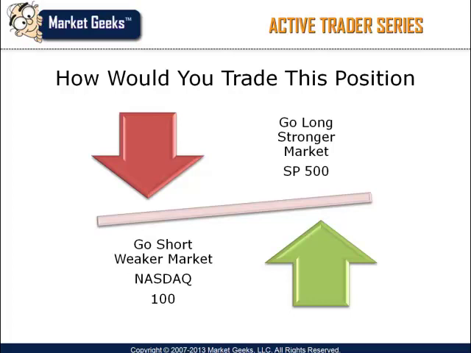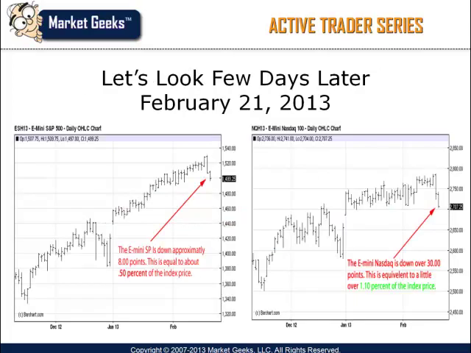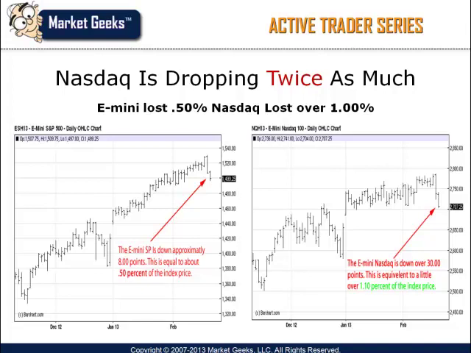Let's see how this would have worked out in reality. Take a look at both charts as they appear today, February 21, 2013. See for yourself how it would have worked out. You can clearly see from these two charts that the E-mini NASDAQ is dropping about twice as hard as the E-mini S&P futures contract. We simply combined visual trend analysis and took two markets that are related and compared the strength of one versus the other. You would simply go long the E-mini S&P and you would short the E-mini NASDAQ contract at the exact same time.